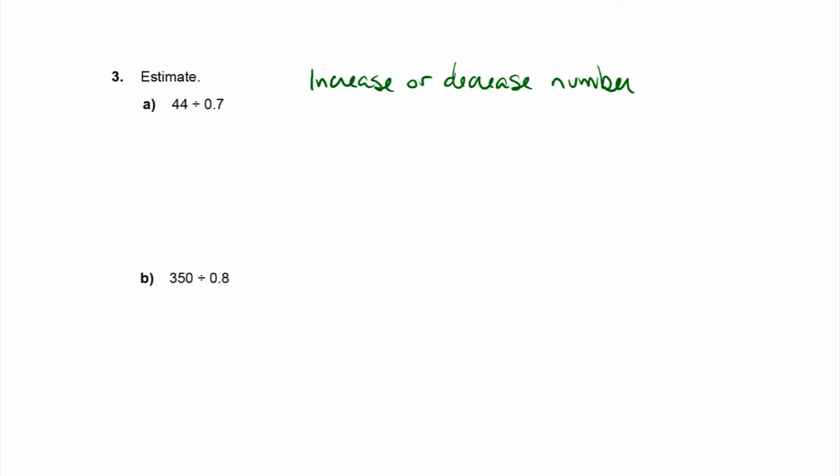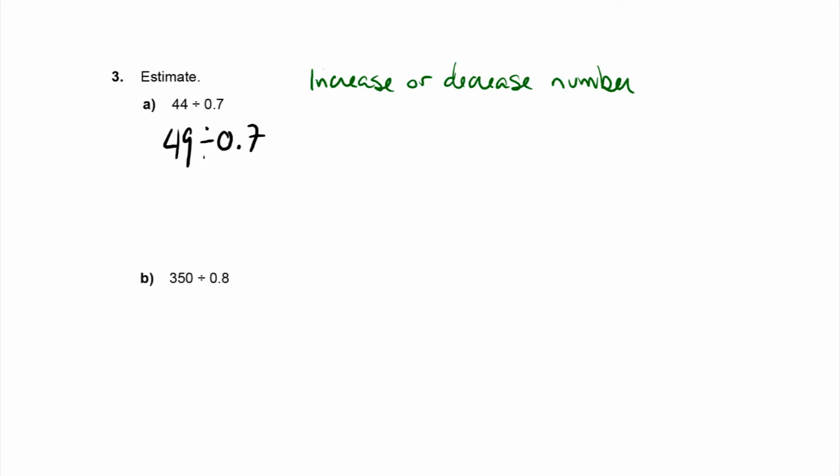This time we're looking at estimates. Estimates often involve rounding up numbers or rounding down numbers, taking them to numbers that come close to something easy to calculate in our heads. So in this case, we've got 44 divided by 0.7. When I see 44 and 0.7, I think, well, 44 is close to 49. So I'm going to change my question that I'm working on to 49 divided by 0.7.